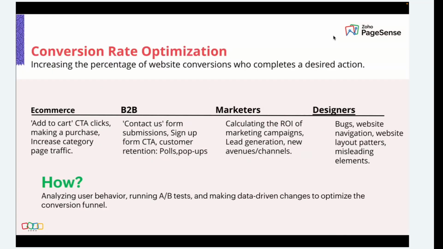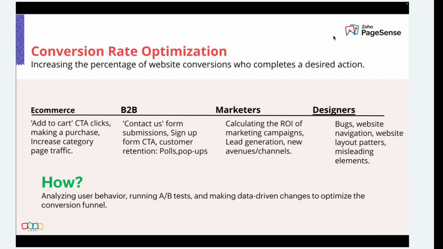Speaking of conversion rate optimization, let me give you a brief on what it means. So, when it comes to conversions from someone who's selling online, it means increasing the add to cart button clicks, or when a visitor makes a purchase, or simply boosting traffic to a specific category web page. Now, from a B2B perspective, it's all about capturing leads through signups or contact forms, customer retention, or engaging with a pop up on your site.